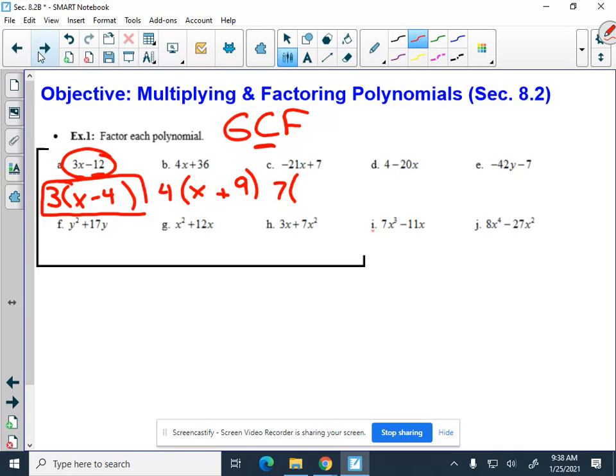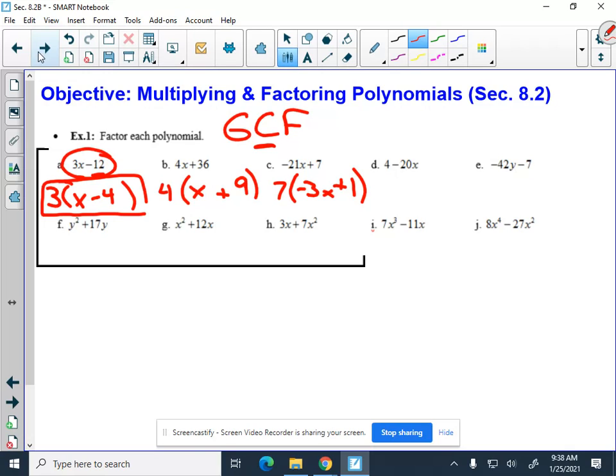a 7. Now, 7 times what is 21? Negative 3x. That's good. And you got the negative in there. 7 times what is 7? 1. So a lot of times students will forget the plus 1. You got to remember that that gets multiplied by both. And 7 times that, negative 21x. 7 times that is plus 7.